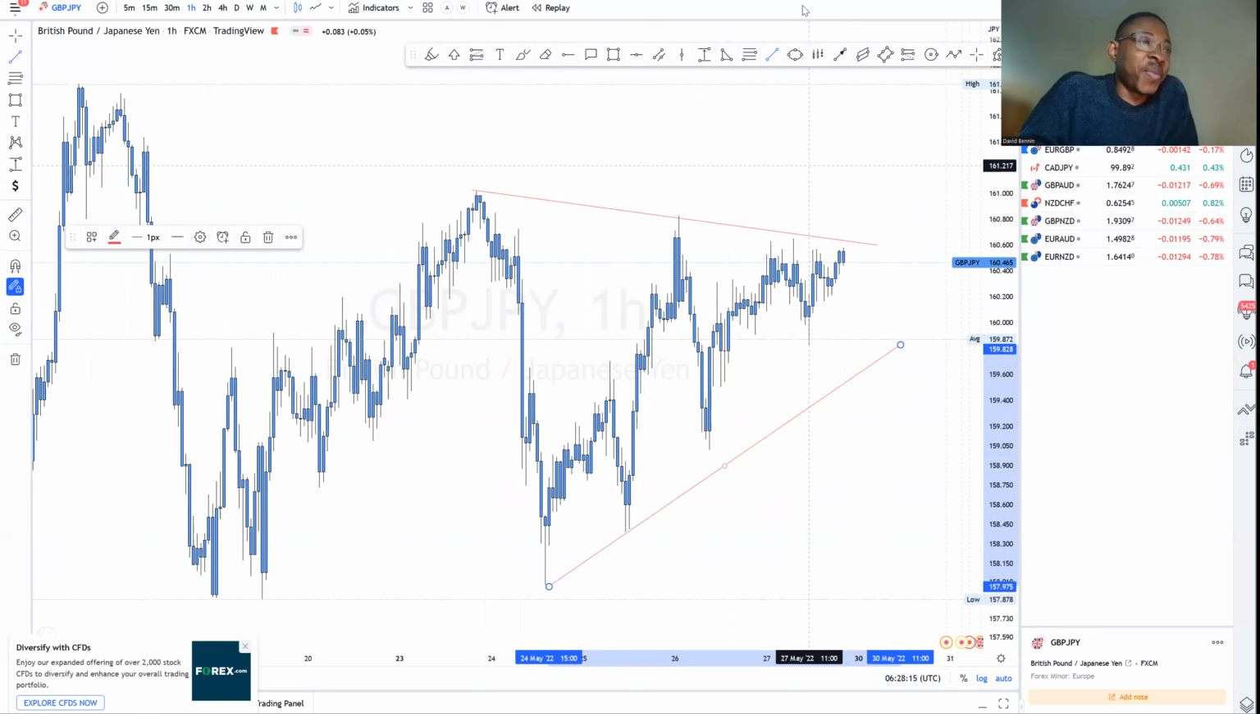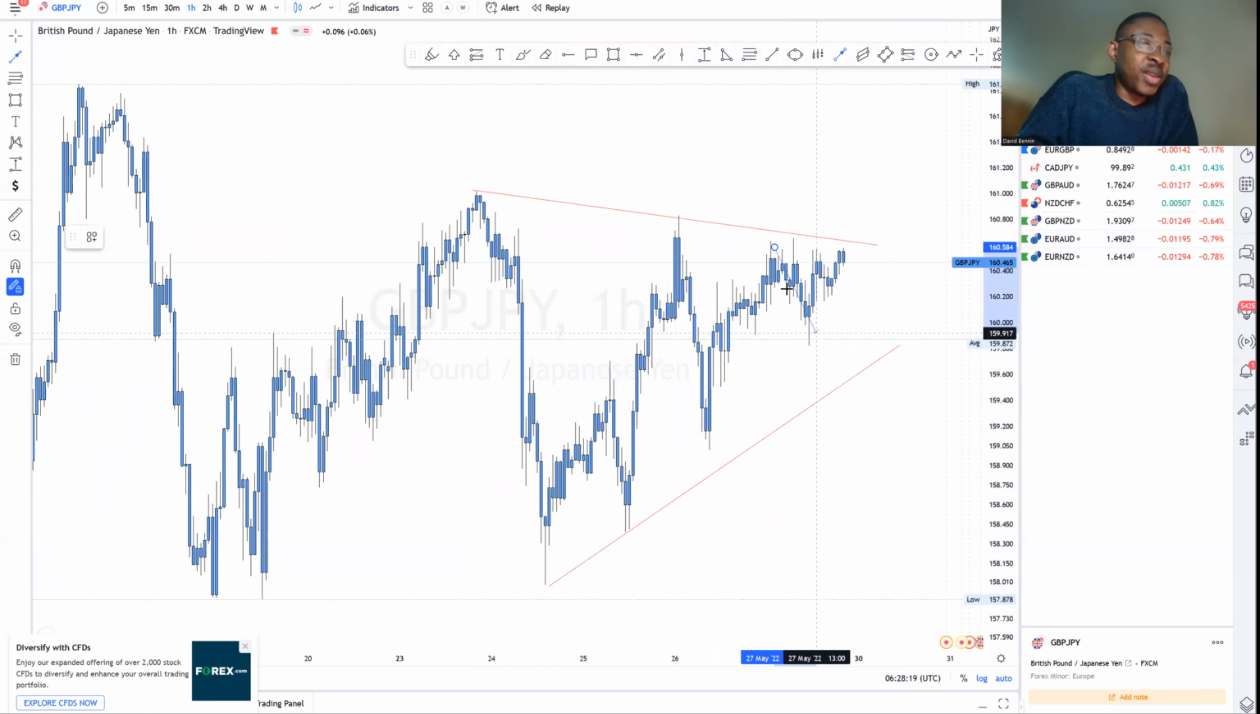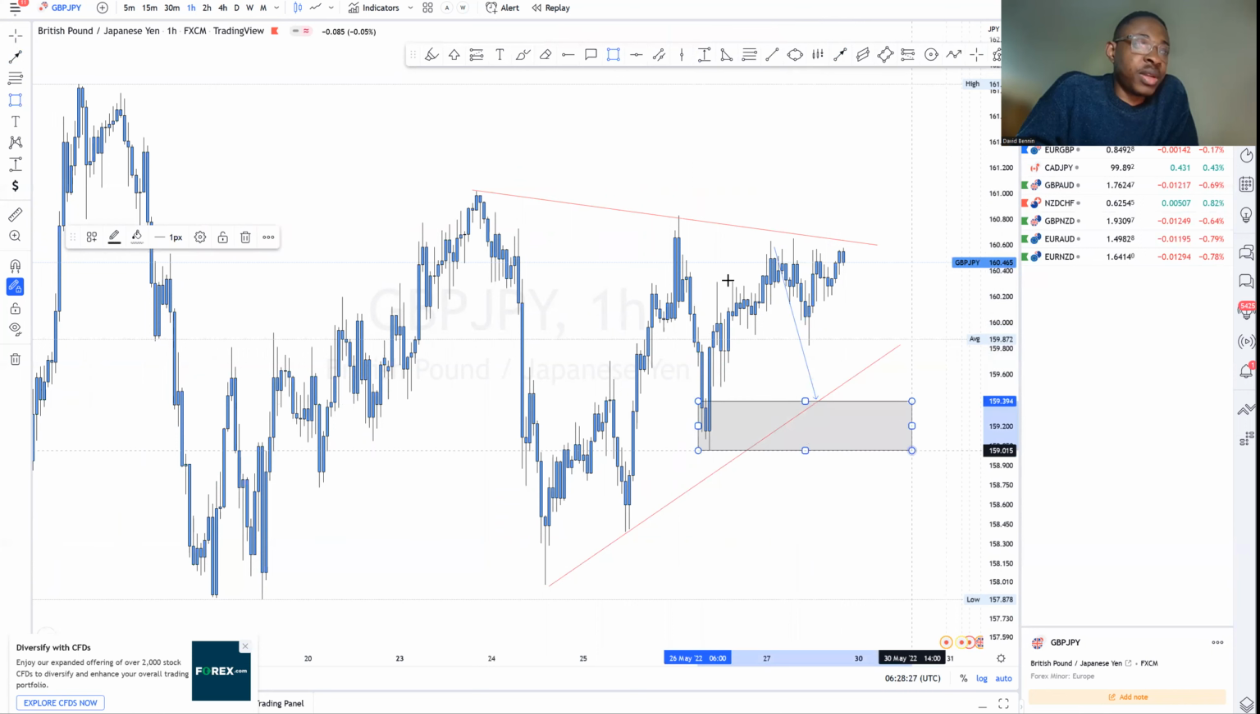And I was looking at price break, pushing down to test this level here, also testing the low before we push up. But then, as you can see, a lot of consolidation. So my stop was around here. Because of the way it was consolidating, I closed in a little loss.